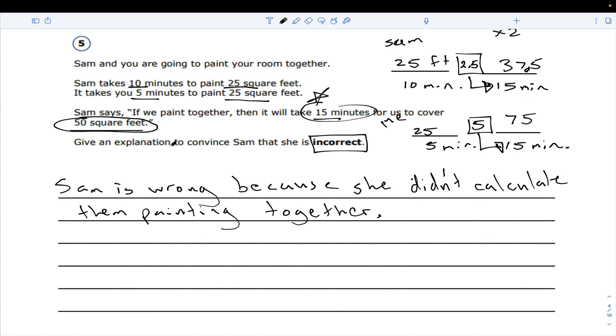We already said that she's wrong because she didn't calculate them painting together. Let's say that if they did paint together, what would happen? If they did paint together, we'll get the answer first and then we'll break down the steps for them. How many square feet in 15 minutes? Sorry. We know it's 15 minutes. How many square feet total? Add 37.5 together.